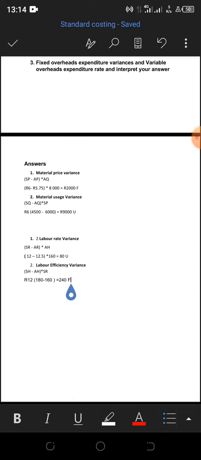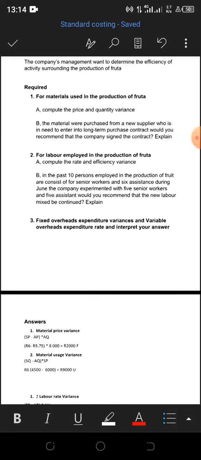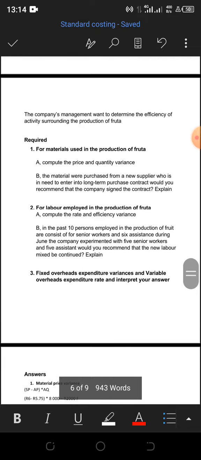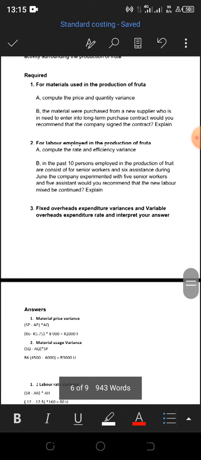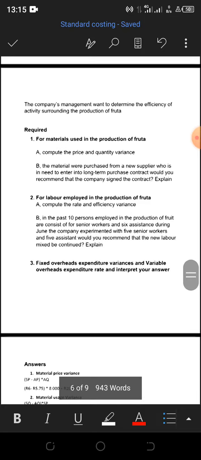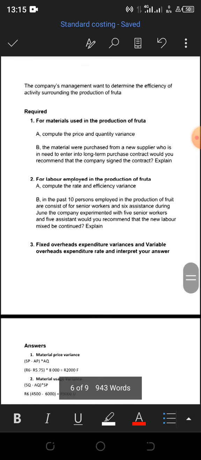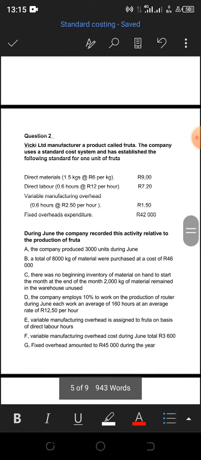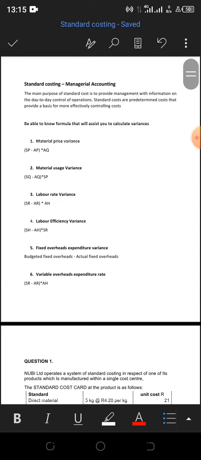In most question papers, they will give you one favorable and the other unfavorable. So you have to make sure that you are able to interpret all those answers. In case you are given one option, your answer will focus on only yes or only no. Okay, number 3, they said we have to calculate fixed overhead expenditure variance and variable overhead expenditure variance and interpret your answer. Let's just go and pick the formula quickly. Number 5 and 6.